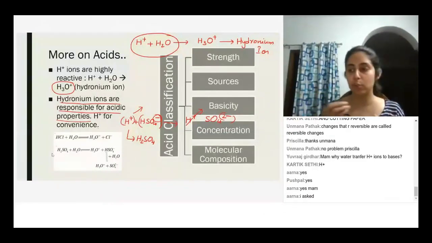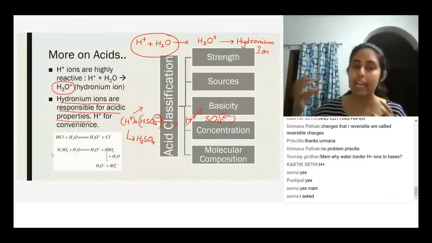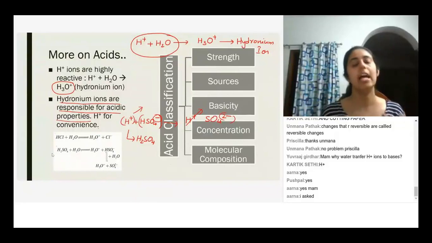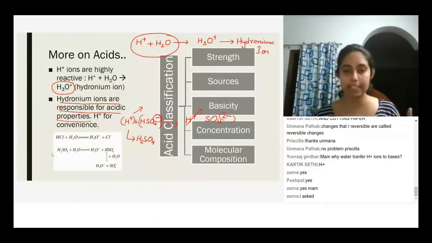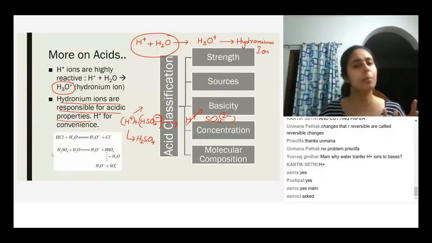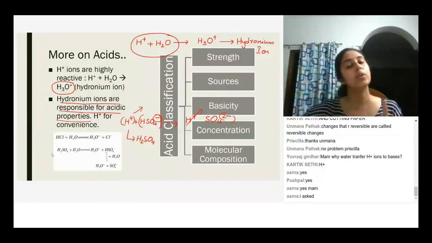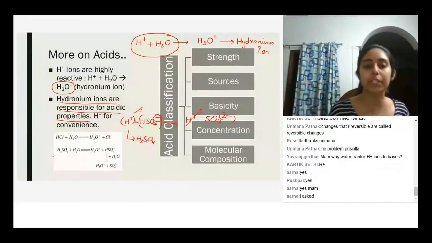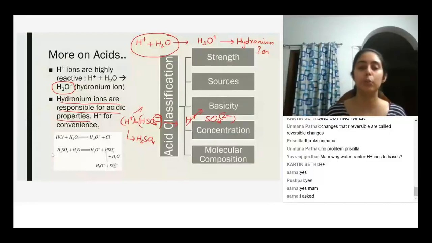That H2SO4 will release 1 hydrogen first. That hydrogen will react with one of the many water molecules there, right? It will react with that water molecule to form hydronium ion, and it will form HSO4 minus, right? That HSO4 minus will again react with another molecule of water. There are so many water molecules in this glass. So it will form another hydronium ion plus SO4 2 minus.